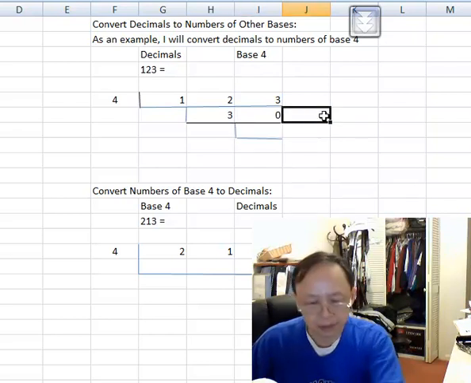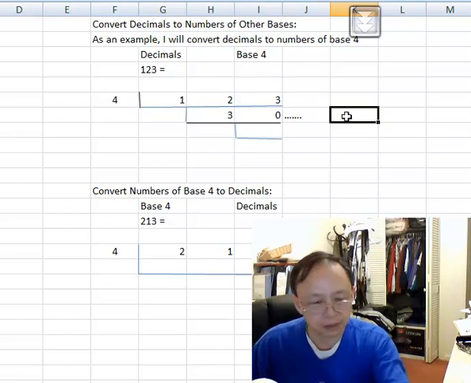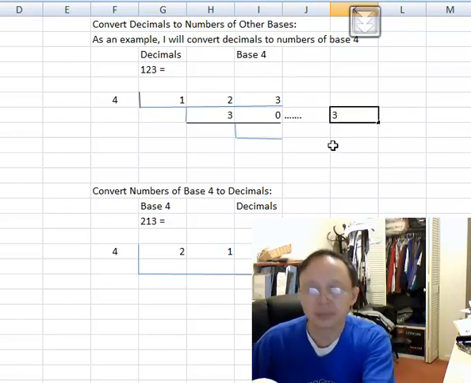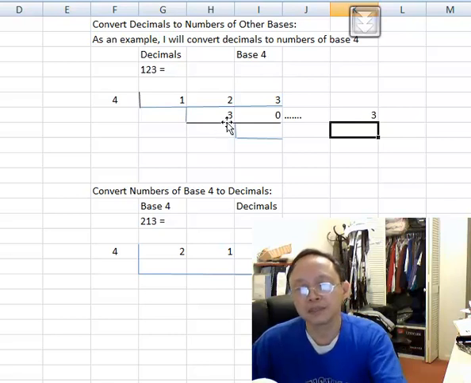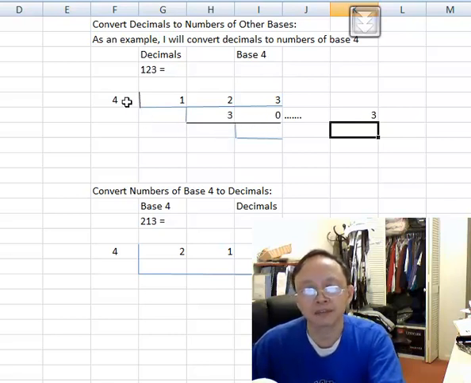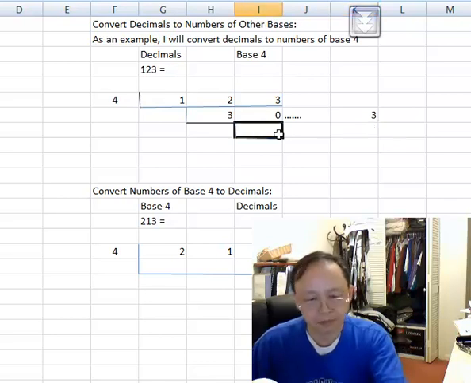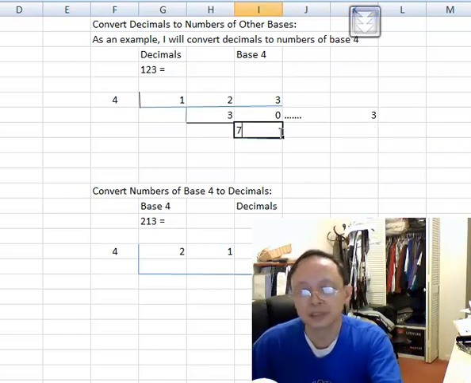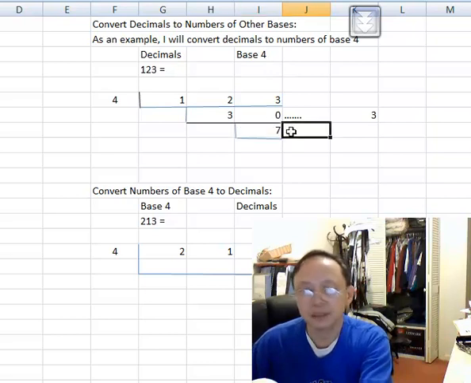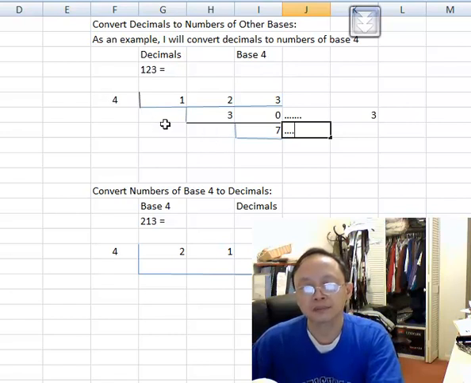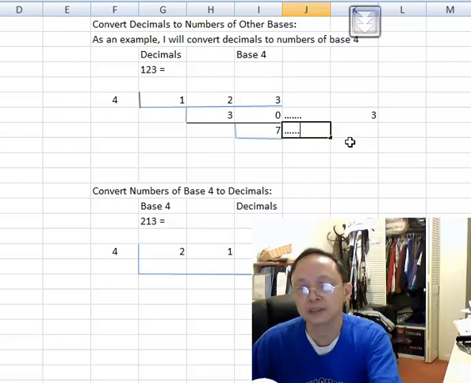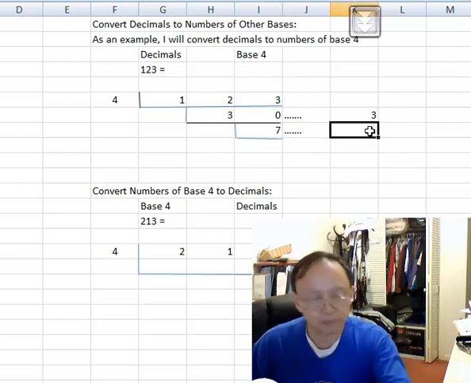And then the remainder is 3. So we write 3 on the other side. And then we get 30. We divide by 4 again. So 30 divided by 4, the quotient is 7, the remainder is 2.